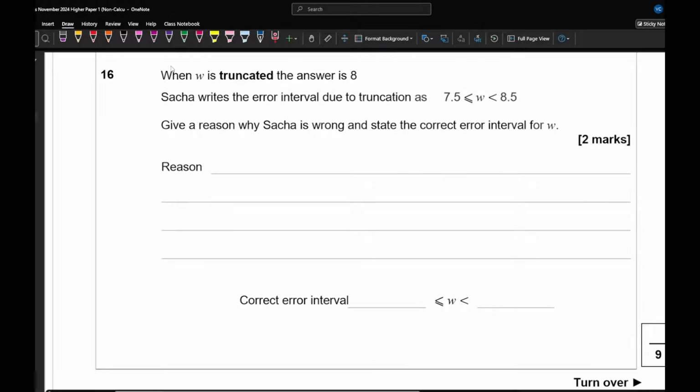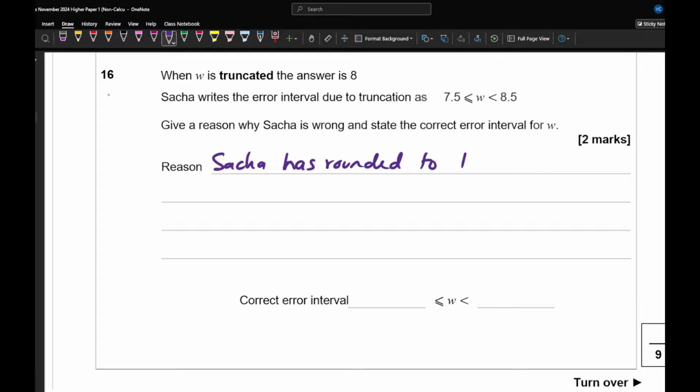For question 16, it says when w is truncated, the answer is 8. Sacha writes the error interval due to truncation as w is between 7.5 and 8.5, inclusive of 8.5. Give a reason why Sacha is wrong and state the correct error interval for w. So the reason why Sacha is wrong is because Sacha has rounded to 1 decimal place in terms of the error interval. The correct error interval when you're truncating is going to be 8 to 9. So it's going to be 8.0 all the way up to 8.9 recurring. Now, because there is a less than inequality at the second, we can then write that as 8 to 9.